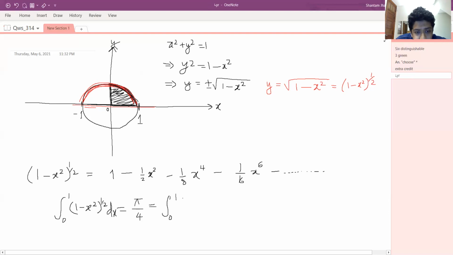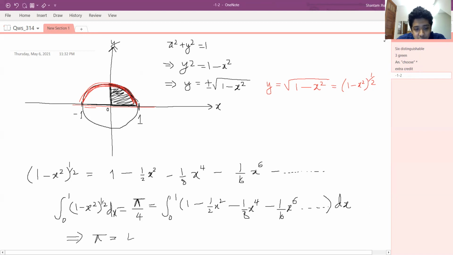And now 1 minus half x squared minus 1/8 x to the 4th minus 1/16 x to the 6th, and so on. And now if I integrate this polynomial expression with respect to x, I should get what? Exactly pi over 4. All right? So now, what does this imply? This implies pi equals 4 times this entire integral, 4 times this entire integral, which looks like what?